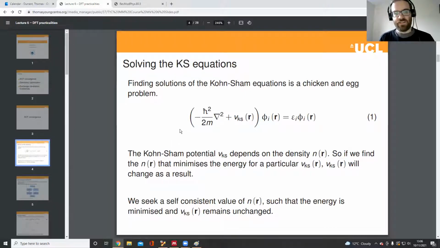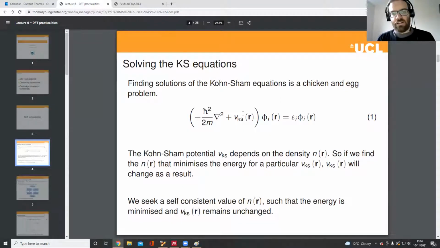And that's just because solving the actual Kohn-Sham equation, so we've got that here as expression 1, is a chicken and the egg problem. In that, you need to know the electron density to calculate things like the Hartree potential. But then when you have that Hartree potential contribution added in, it will change what the density actually is.